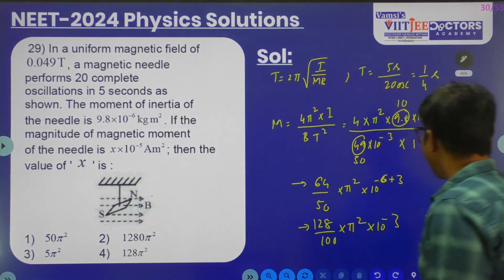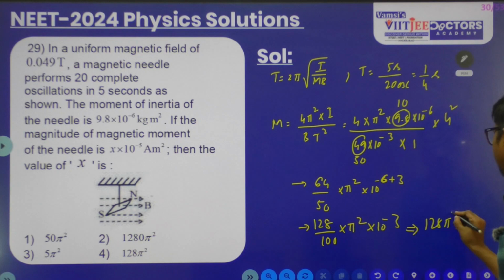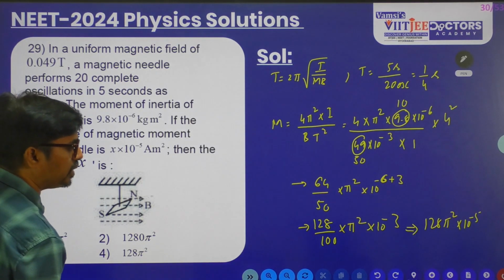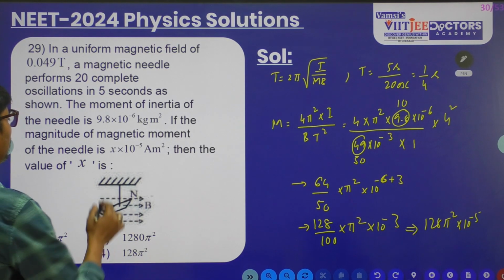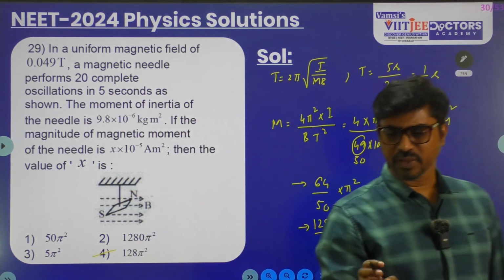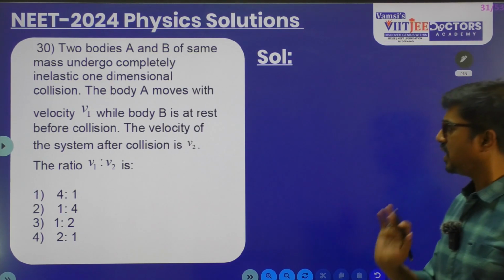So 128 pi squared into 10 power minus 5. So that's what you have. Answer is okay, but a little bit of calculations you will have to do. So of course, 1 or 2 questions are there like that.